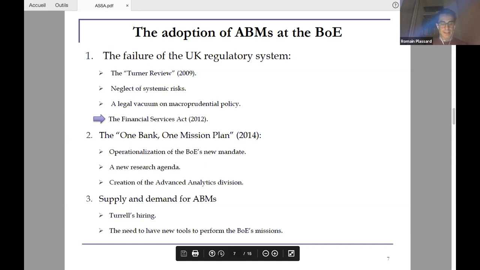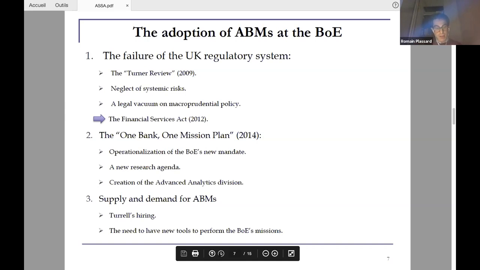On one side, he stressed the neglect of systemic risks. Before the crisis, the Financial Services Authority was responsible for the financial stability of the UK. The problem was that risks were monitored without taking into account the interdependencies between financial institutions. So Turner concluded that the Financial Services Authority neglected the type of feedback effects that were central to the crisis.